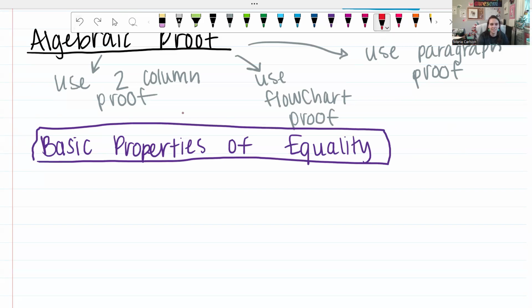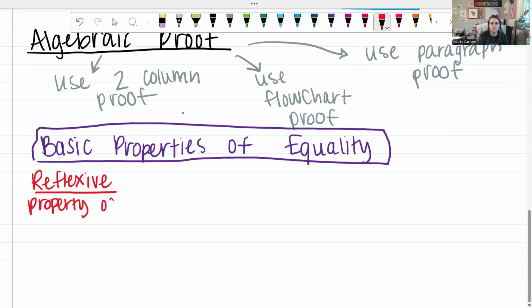There are three basic properties of equality. The first is the reflexive property of equality. And the reflexive property of equality is very straightforward. If we have A equals A, then we know that A is equal to A, straight up. Number 1 is equal to 1. 2 is equal to 2.